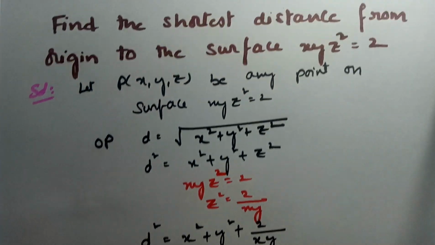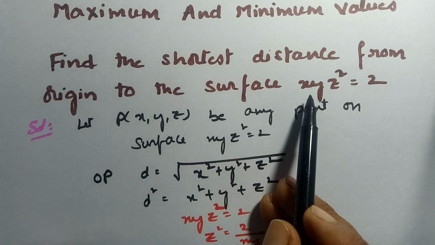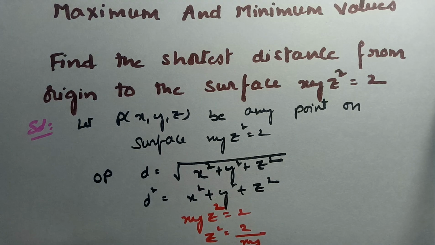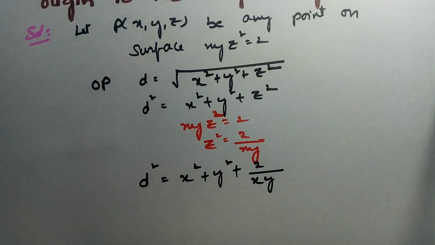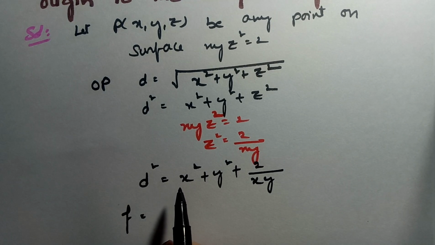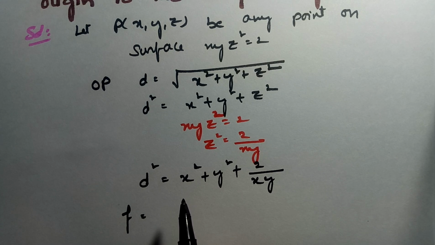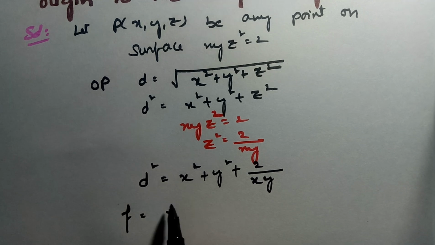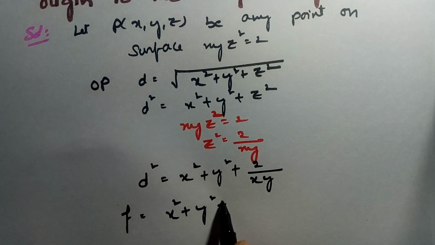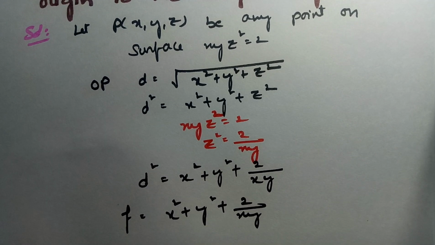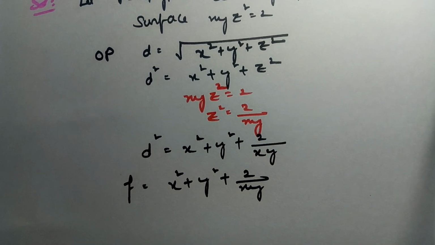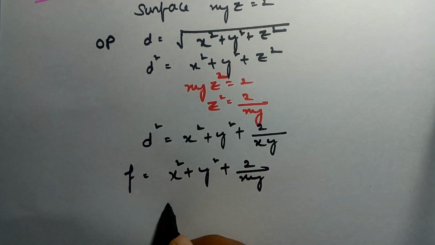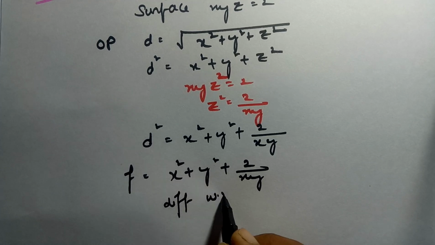To find the shortest distance from the origin to the surface xyz square is equal to 2, this will be the function. Our function is the shortest distance between the point P and the origin on the surface xyz square is equal to 2. Therefore the function is x square plus y square plus 2 by xy. So first we have to differentiate with respect to x.